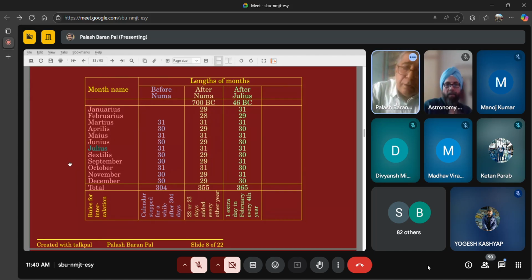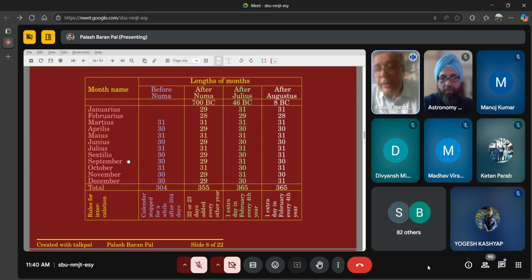So the Romans started using this calendar, but as I said, they started putting this extra day at the wrong time. They started putting it every third year. And this was noticed at the time of Augustus, 38 years later. This is 46 BC and this is 8 BC. 38 years later.